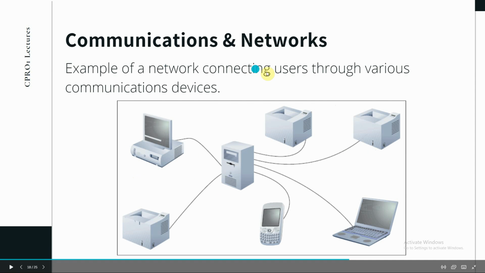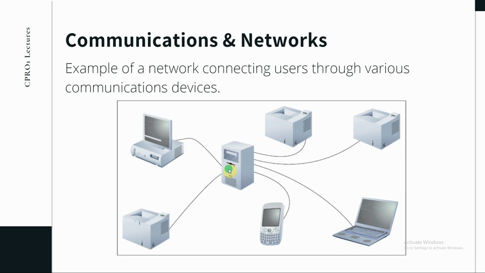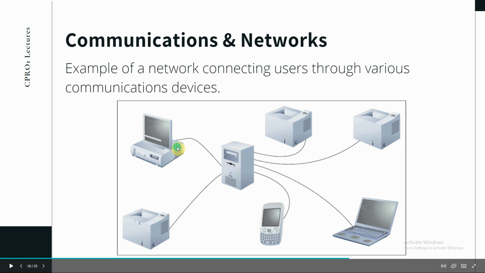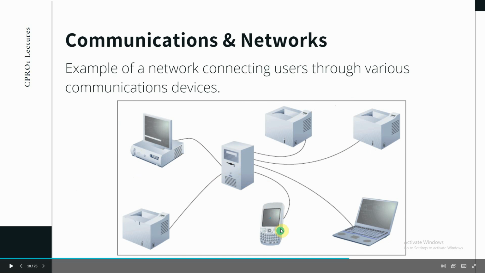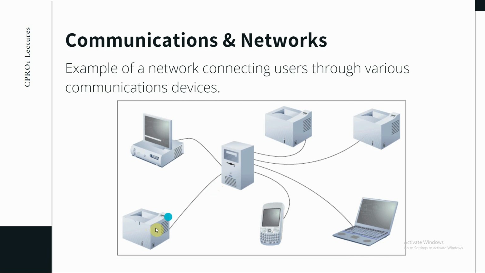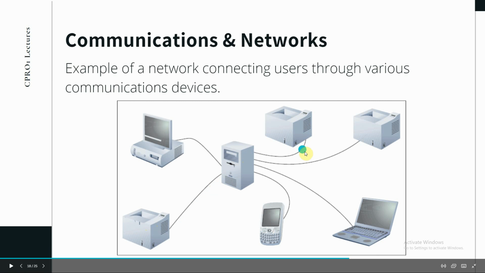If you can see in this example, we have a server computer. It is connected to users of various communicating devices. You can connect a desktop computer, a laptop, maybe through wire or wireless, a smartphone or mobile computer, which is basically wireless, and a printer. These are examples of output printers. It can be wired or wireless depending on the setup of your system.